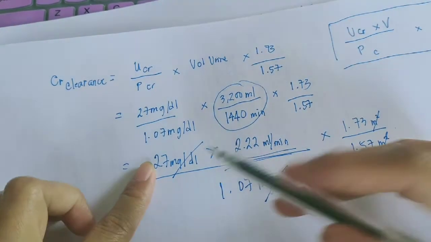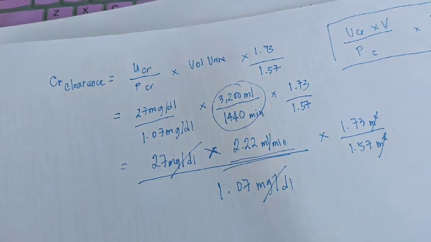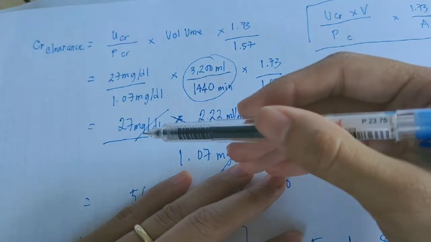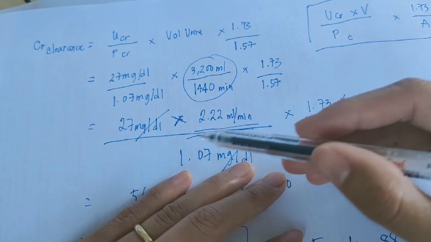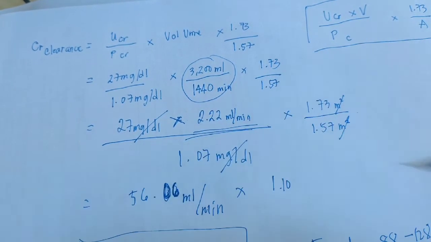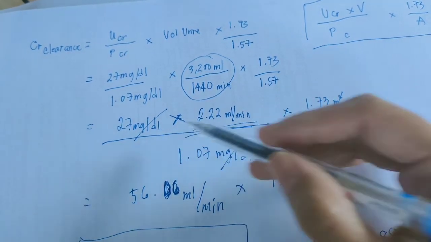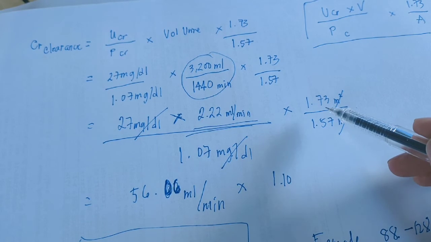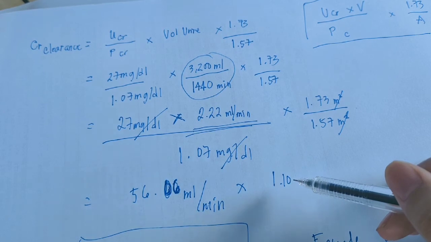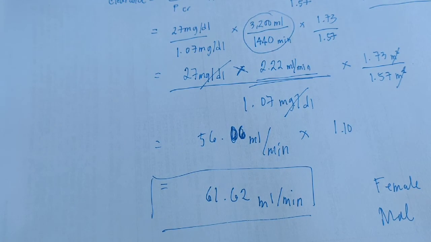So, compute 27 times 2.22, then divided by 1.07, we get a value of 56.06 ml per minute. Sorry, nagkamali ako. So, ml per minute, since mg per dl, it has to be cancelled out here. And then, times yung 1.73 divided by 1.57, that would be approximately 1.10. Okay, yung body surface area. And then, when you compute that, you get now 61.62 ml per minute.